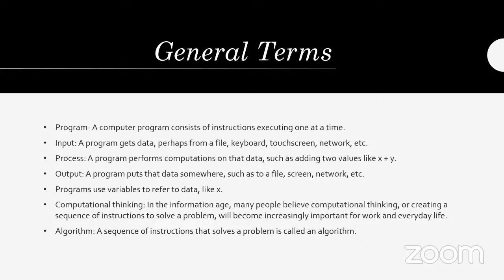Output is the opposite of input. So anything that the program puts on the screen is output. You could print something as output. You can save output to a file. But anything in the program that interacts with the screen and gives information back is considered output.